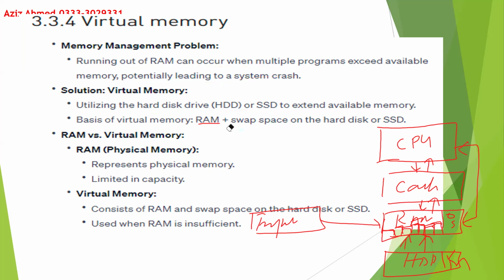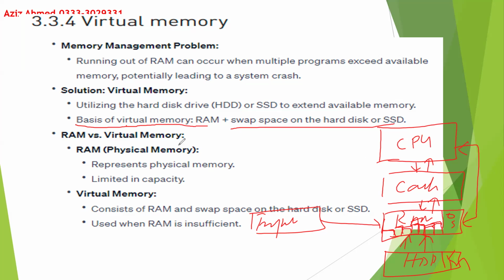Okay, you got these points? Yes. Basis of virtual memory, RAM. This is RAM, it's talking about this one. Plus swap space on the hard disk. Swapping means when you open many applications, but you can work on only one application at a time. You cannot work on all applications at a time, so other applications become idle. Those applications or programs which become idle, the operating system transfers to virtual RAM. So RAM space becomes available.